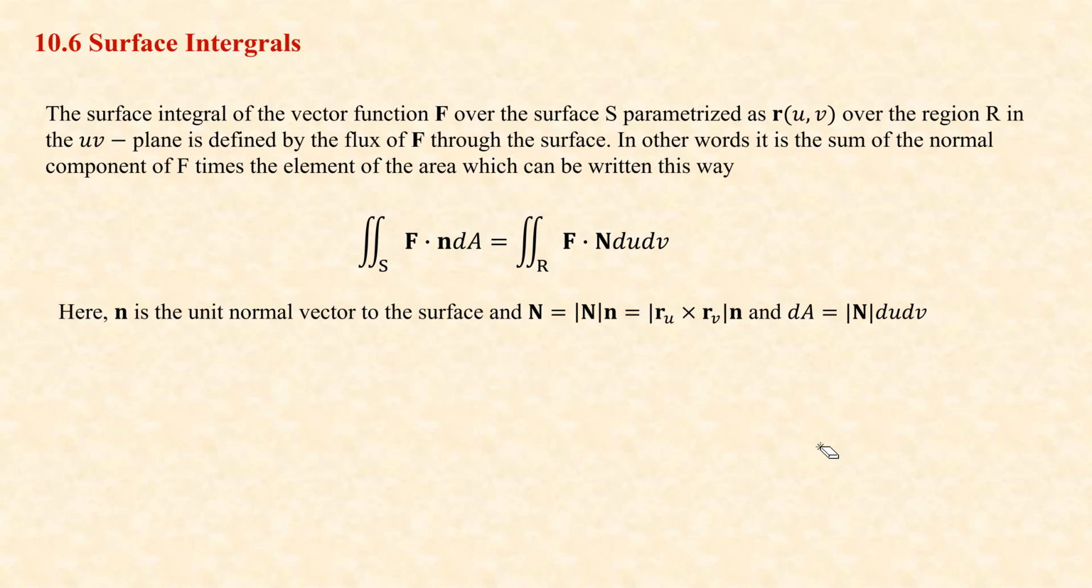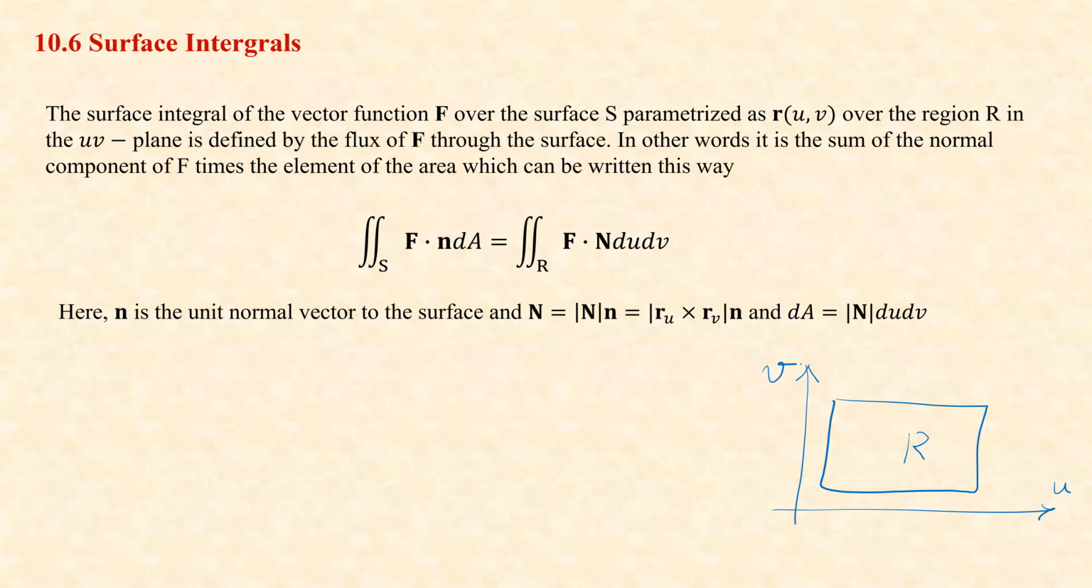Now, 10.6 is about the surface integral. We are defining the surface integral. The surface integral of the vector function F over the surface S, parameterized as r of u and v over the region R in the uv plane, means that u and v are changing in this region R. Of course, it doesn't have to be rectangular. u and v change in that region, and then this function maps this region to the surface.